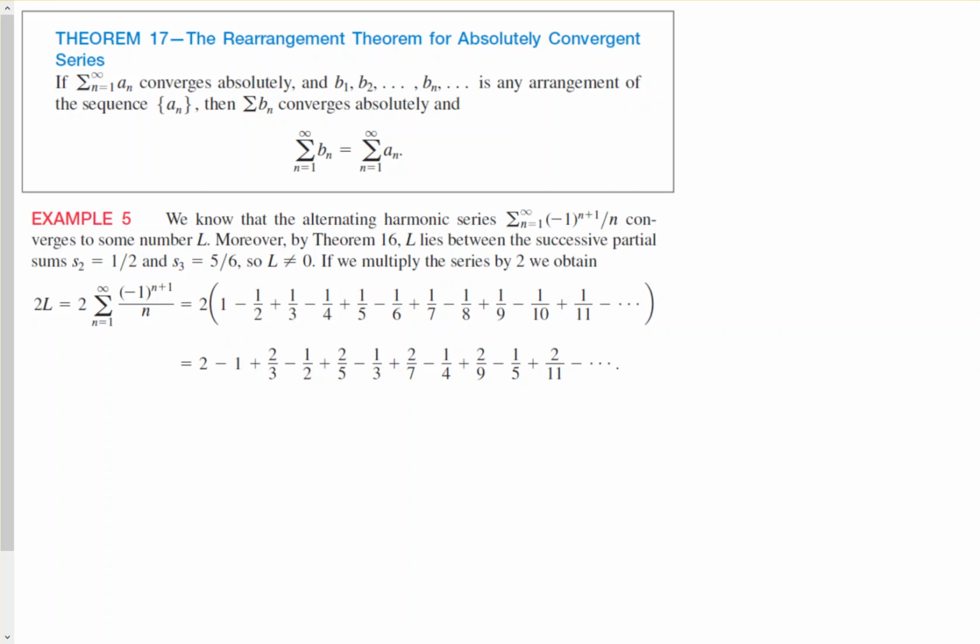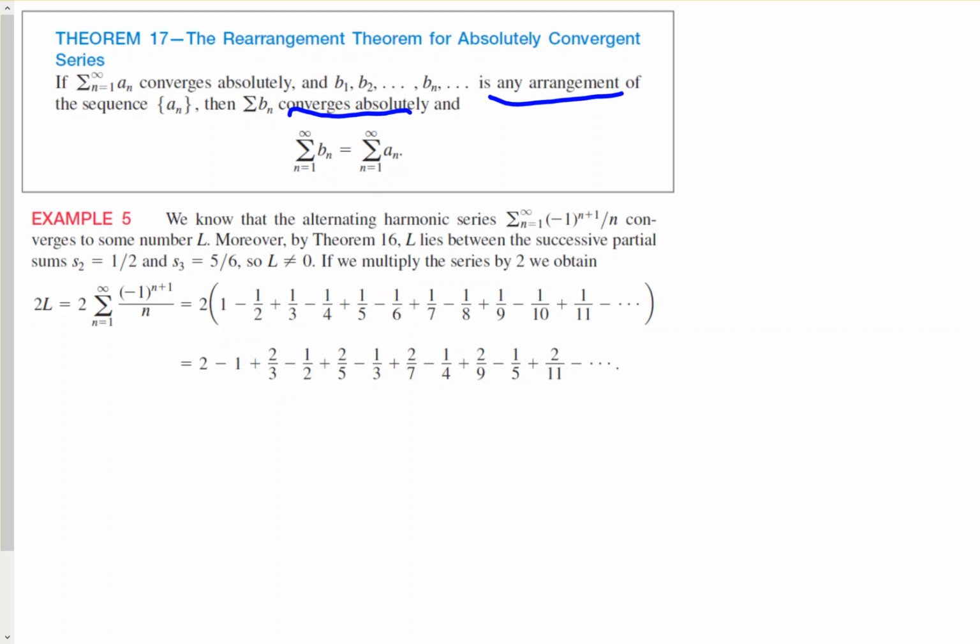Okay, rearrangement theorem for absolutely convergent series. So if your series converges absolutely and you have b1, b2, bn is any arrangement of that same sequence, then the series with this rearrangement also converges absolutely, and the two series are equal, of course. It's kind of like taking a deck of cards. You're saying that this deck of cards converges absolutely, and now let's say you shuffled the deck. Well, they're the same cards, just maybe in a different order, right? So that new deck that you have after you shuffled, well, that also will be equal to the first deck, so that means it will also converge absolutely.